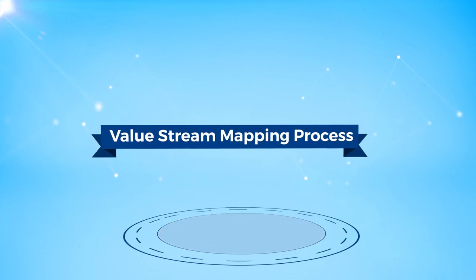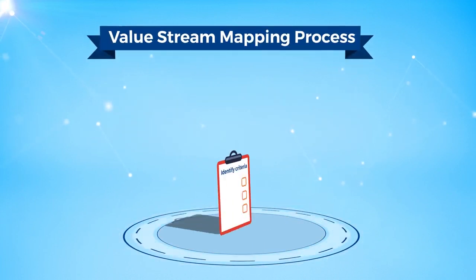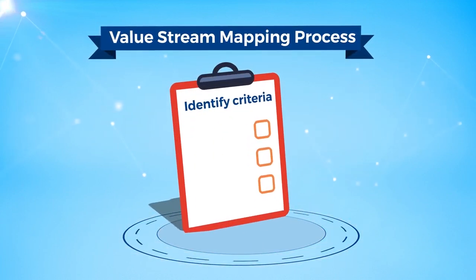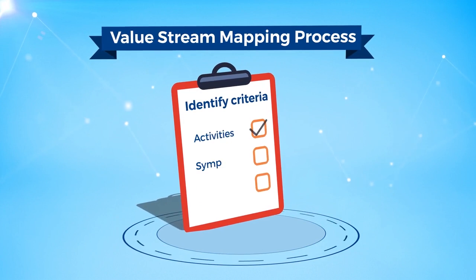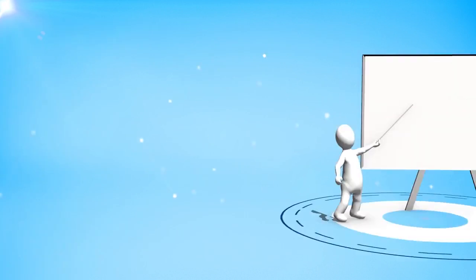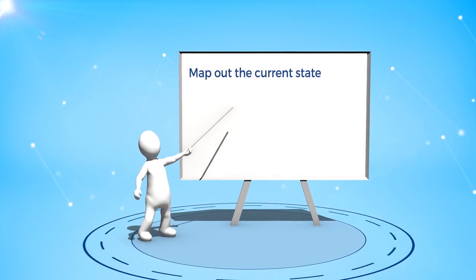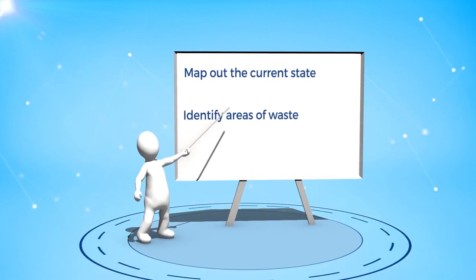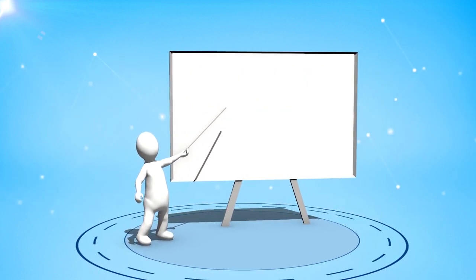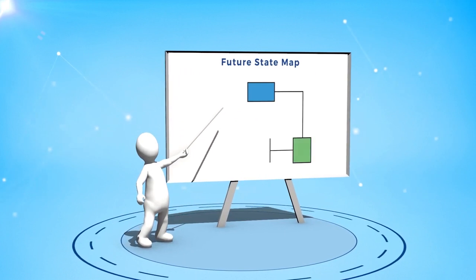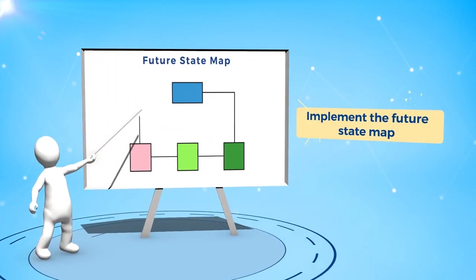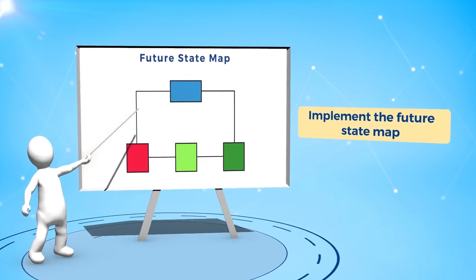The value stream mapping process starts with identifying the criteria to be mapped. These could be activities, symptoms, or products. The next step is to map out the current state. It's then possible to identify where there are areas of waste. At this point, a future state map is created. Finally, the future state map is implemented.